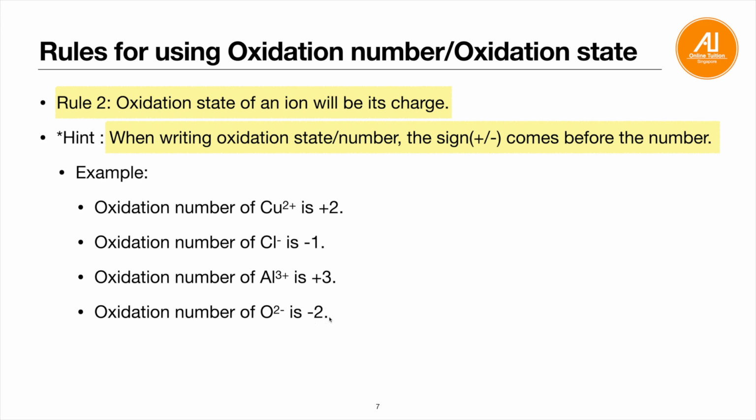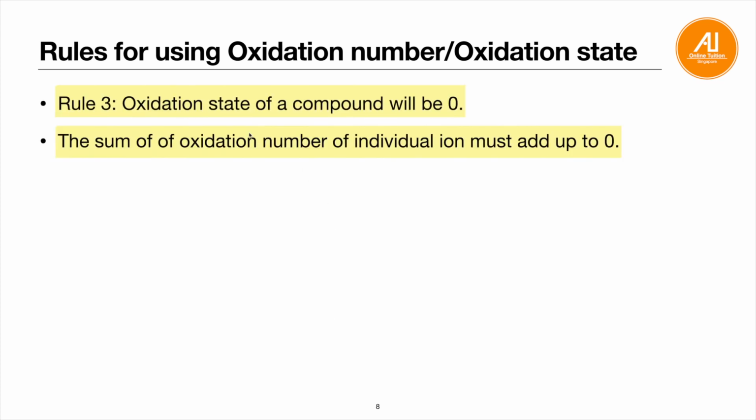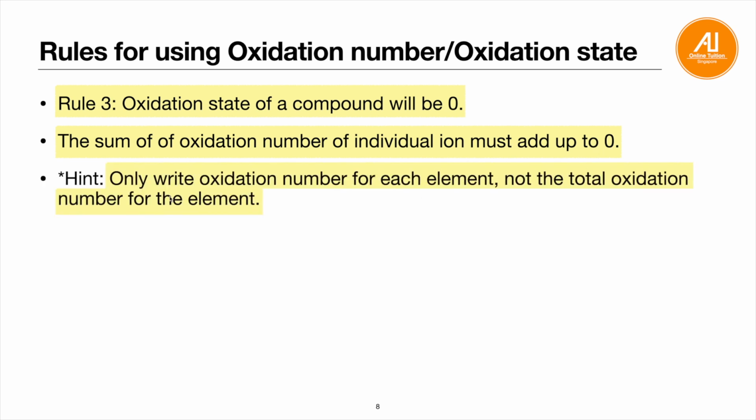Okay, moving on. Rule number 3 now. Oxidation state of a compound will be 0. So this one is to help you. The sum of the oxidation number of individual ions must add up to 0. So what does this mean? Before that, one more rule for you. Only write oxidation number for each element, not the total oxidation number for the element. This one might sound a bit confusing, so I'll use an example to elaborate.